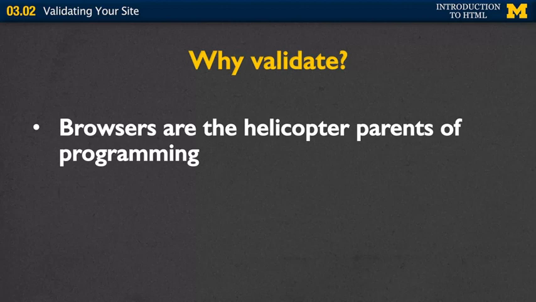I like to call browsers the helicopter parents of programming. A lot of times you're going to be writing up your code and then you'll stop and check and it looks great, and then you write some more code and you stop and check and it looks great. And by the sheer fact that it looks so good, you assume you must be right. But the problem is browsers are programmed to kind of look for your errors and fix them. The problem with this is that not all browsers fix things the same way.